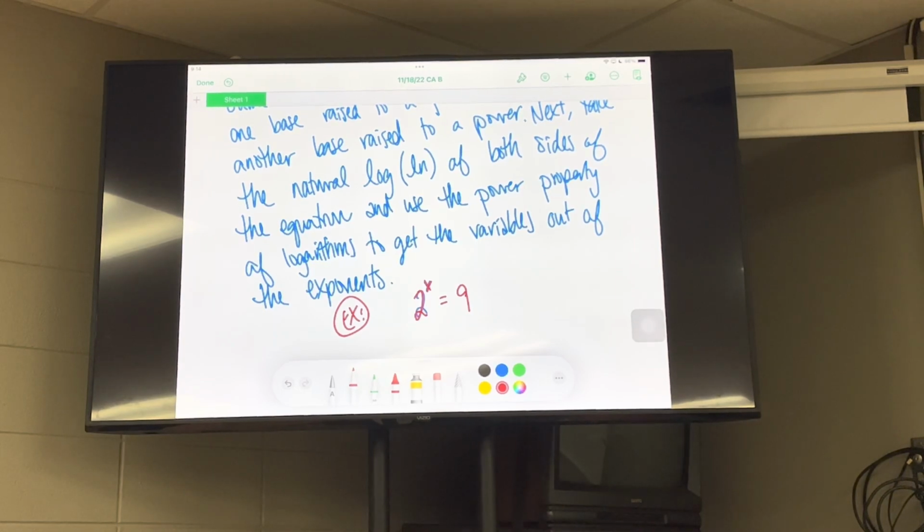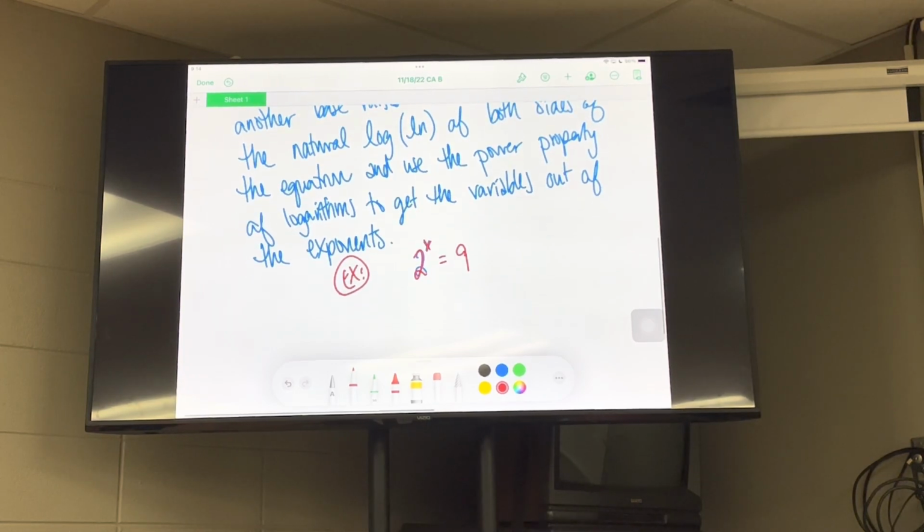And that's what I get a lot of times on the test. Students are just multiplying it by e on both sides, but that's not really what's happening. We're going to take the natural log of this side and the natural log of this side, because whatever we do to one side, we have to do the other. So I end up with the natural log of 2^x equals the natural log of 9.